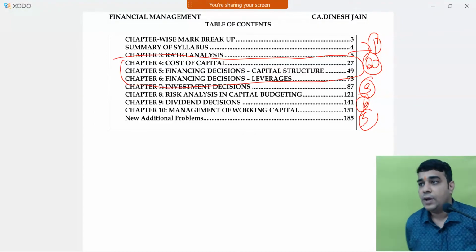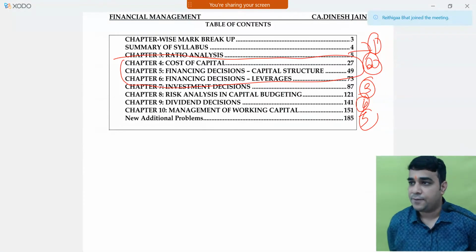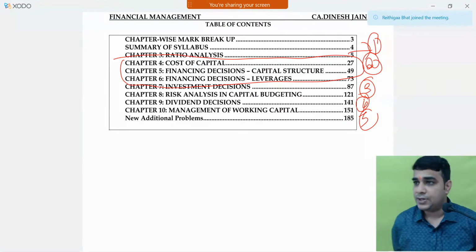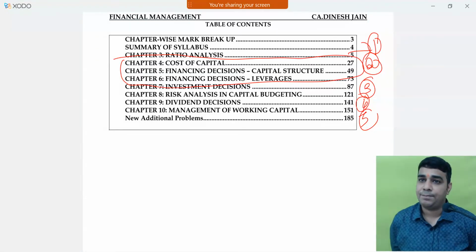If you would have gone through the different decisions a CFO takes, he has to take investment decision, he has to take financing decision, he has to take dividend decision, and for doing that he has to do some financial analysis. So these are your chapters. Working capital is basically a hybrid decision which is there.